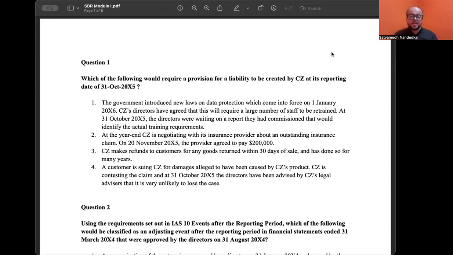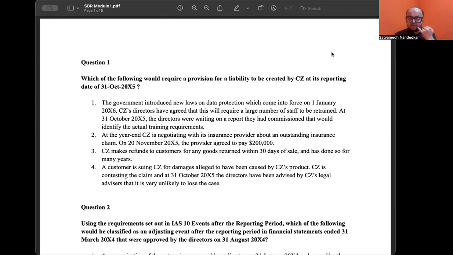Look at number three. CZ makes refund to customers for any goods returned within 30 days of sale and has done so for many years. If it has done so for many years, that means it has created a valid expectation in the minds of the customers that if you return the goods within 30 days, the amount will be returned to you. So, first of all, it is very clear that a constructive obligation has been created, a valid expectation in the minds of the customers.